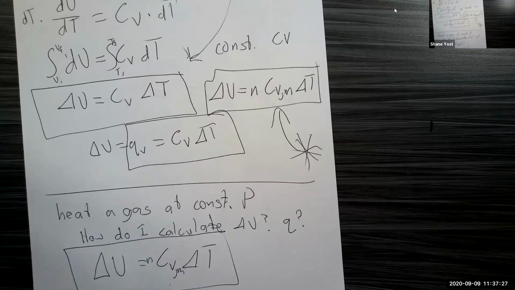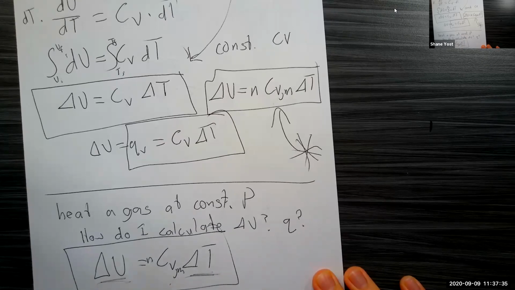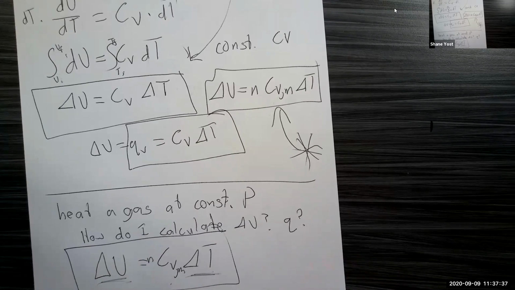Zero, right? Isothermal means constant temperature, no temperature change. If there's no temperature change, delta T is equal to 0. Delta U is equal to 0. Okay?